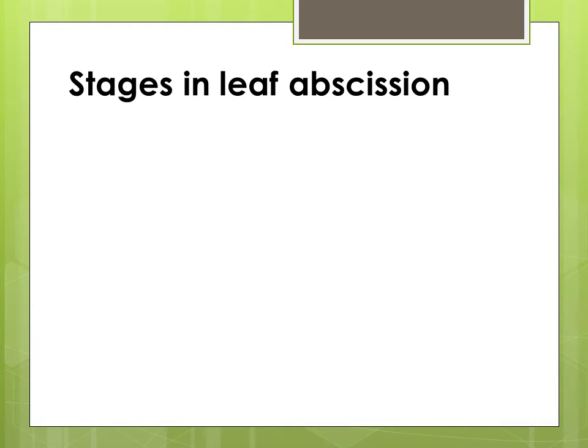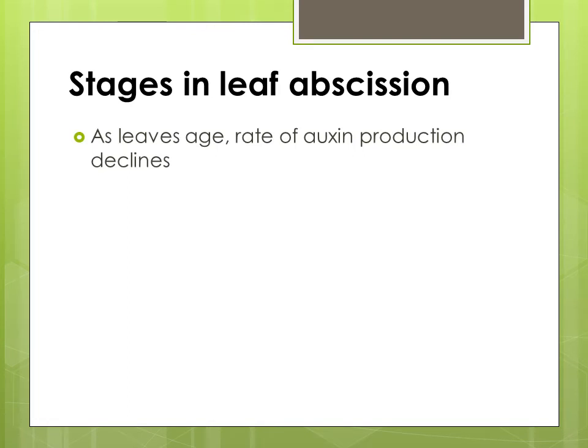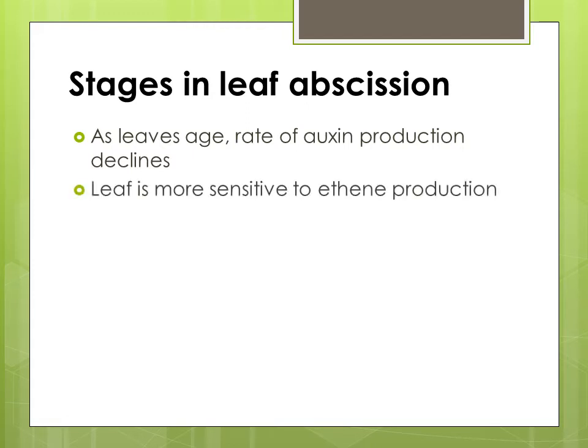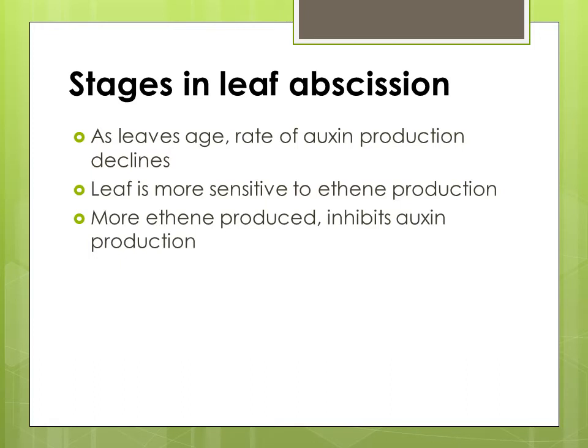So when we look at the stages that actually lead to leaves falling off, the first thing that happens is as the leaves get older, the amount of auxin that they're producing starts to go down. They're not dividing as much as they did. That happens because it's under control of other hormones which can detect that the light levels are getting slightly less than they were at the beginning of the spring. The leaf is more sensitive to ethene production because the auxin levels now are dropping, and more ethene is then produced, and this inhibits the auxin production even more.